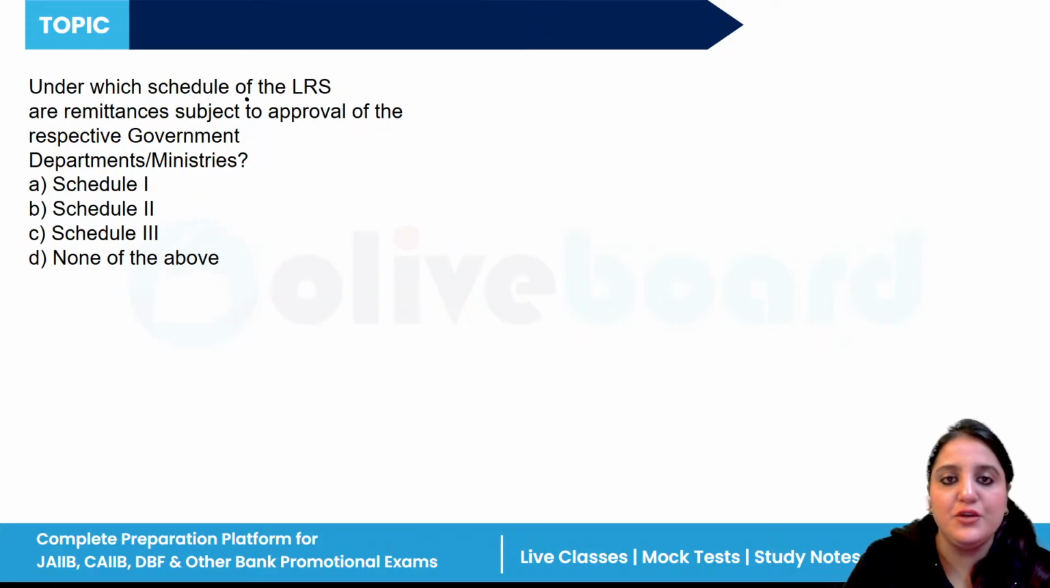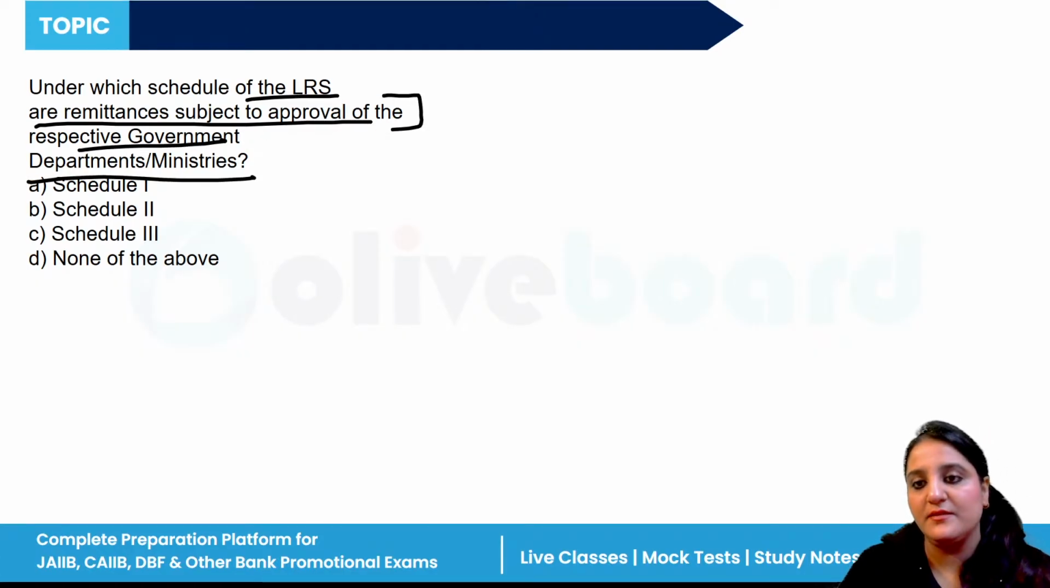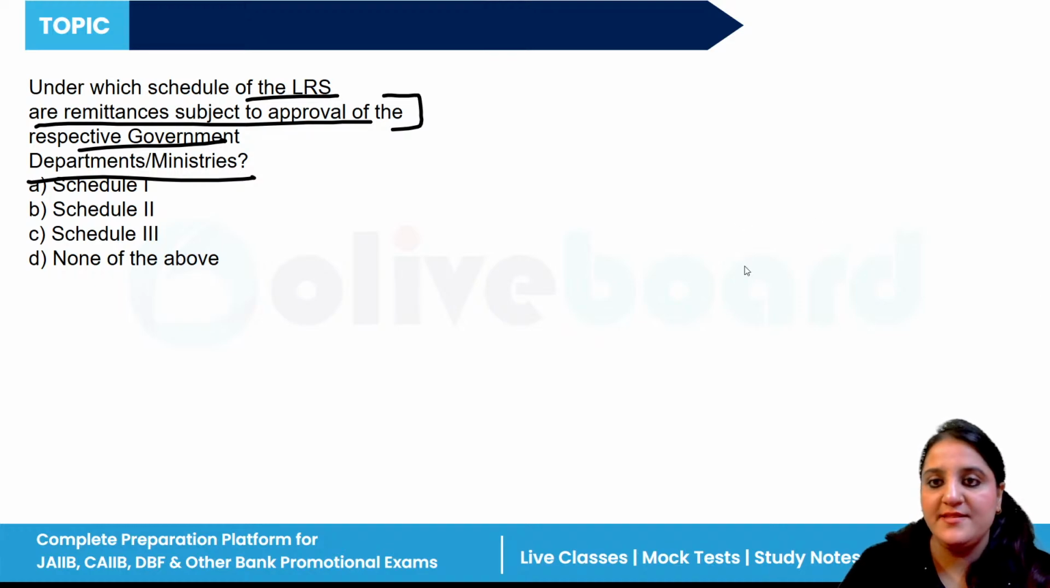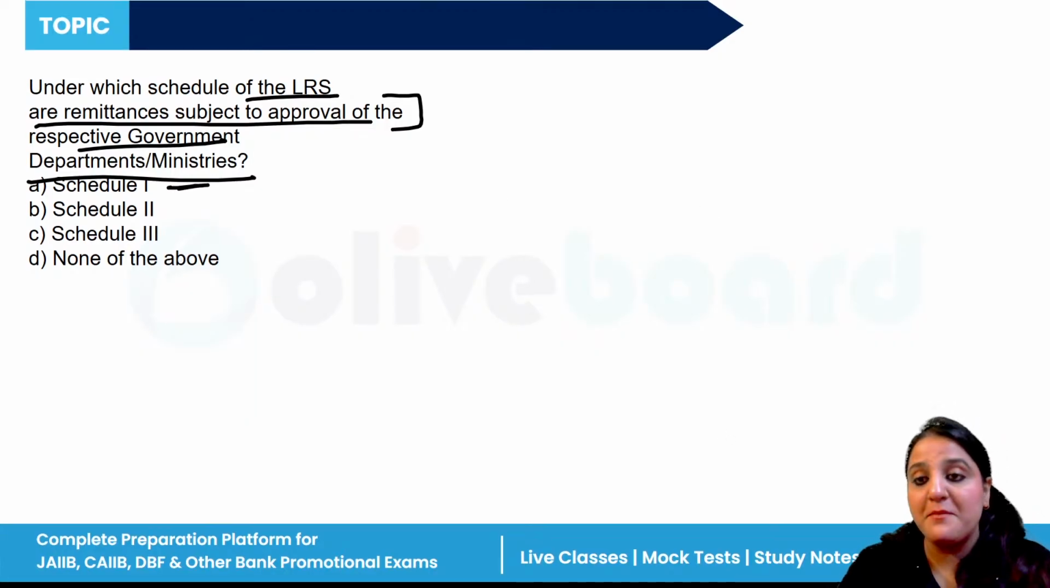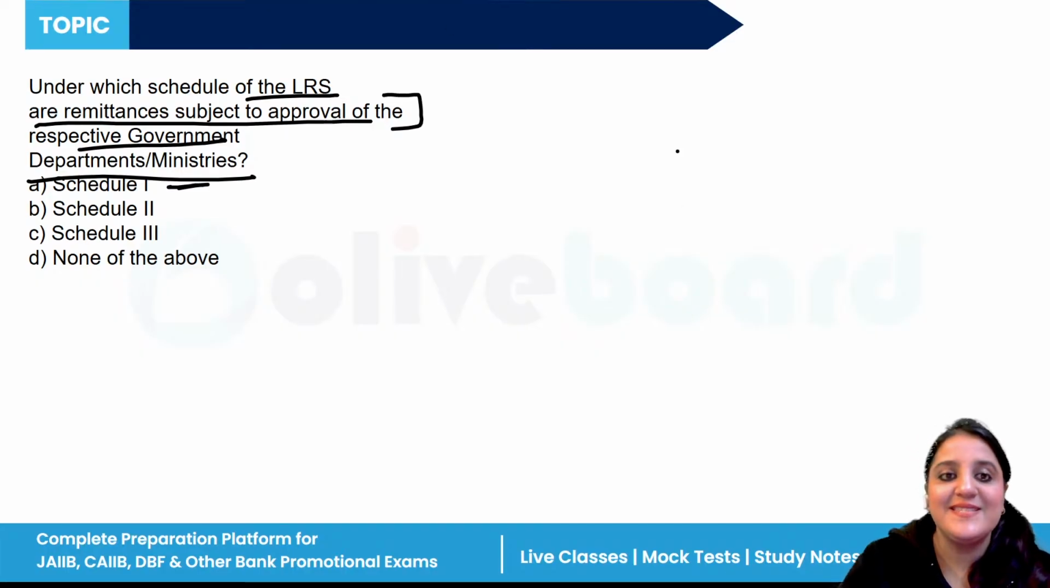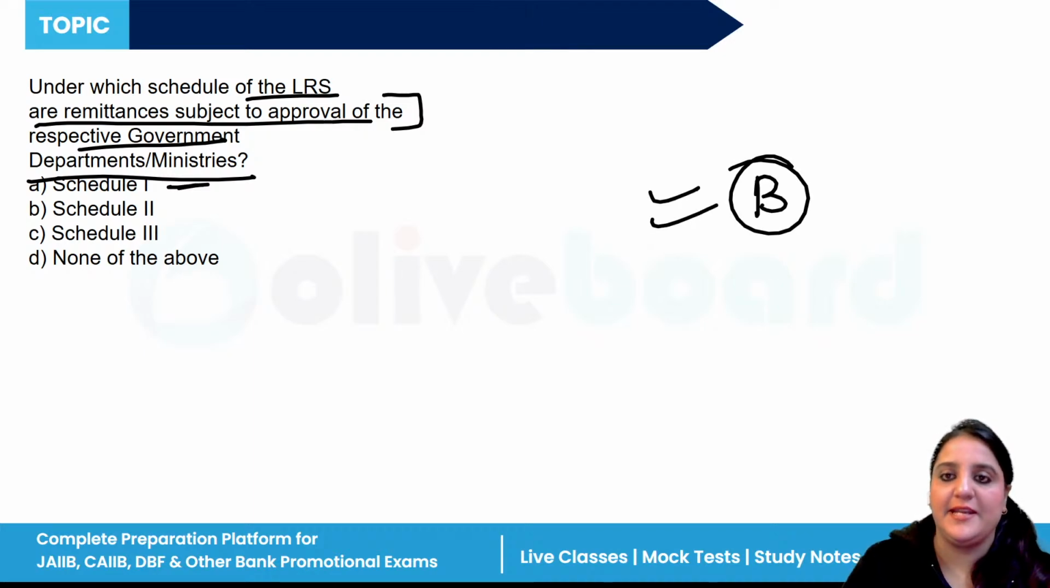Now, under which schedule of the LRS are remittances subject to approval from the respective government departments and ministries? The one and only answer is Schedule 2. Why Schedule 2? Because Schedule 1 permits remittances without prior approval, as limits are mentioned. Schedule 2 covers the remittances that require prior approval from the RBI or the respective government department ministries. So the answer is Schedule 2, option B is correct.